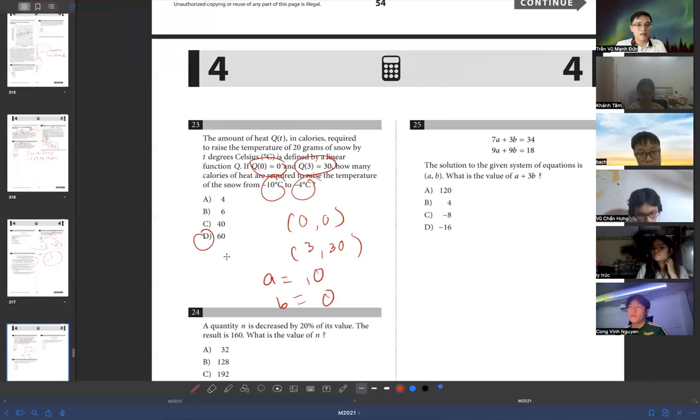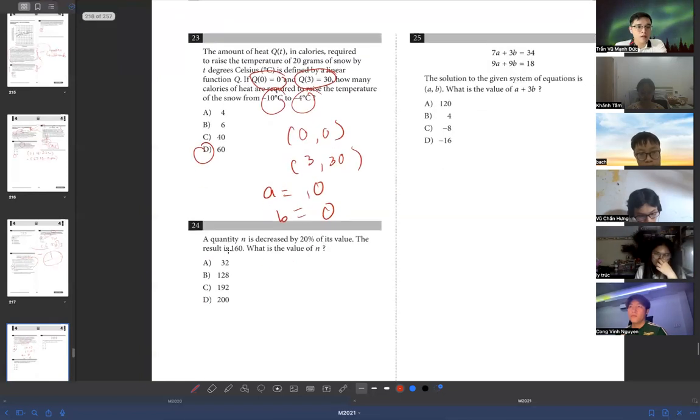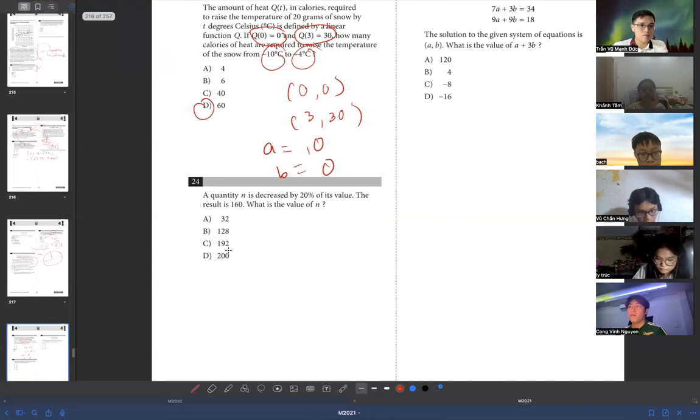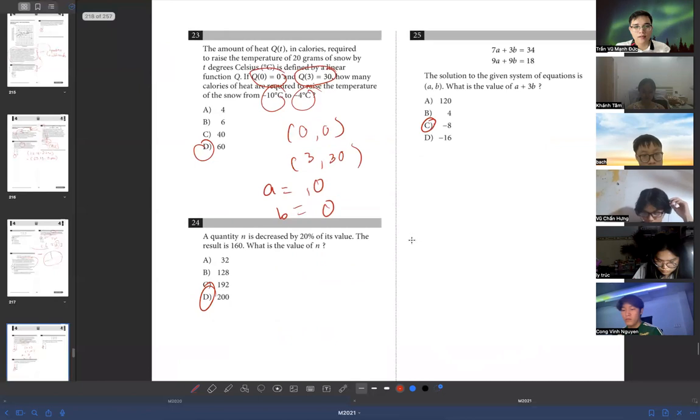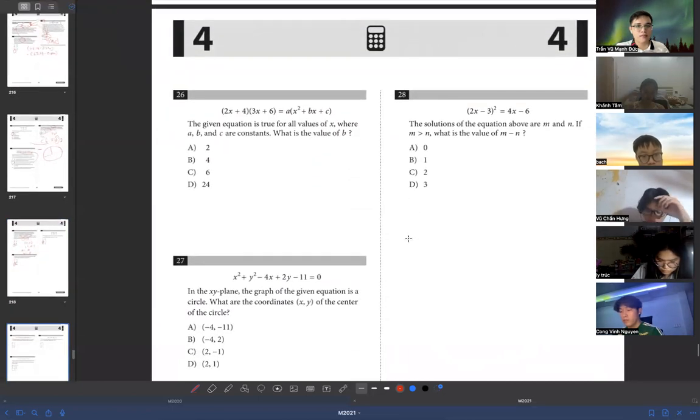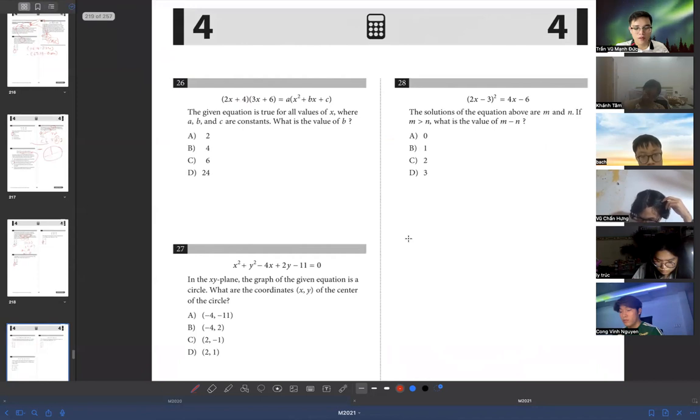And you just plug this in and we get, let's see, 23 is D, right? Good. Next up, 24. 24 is D. Okay, yes. 25 is C. Right. 26 is B.